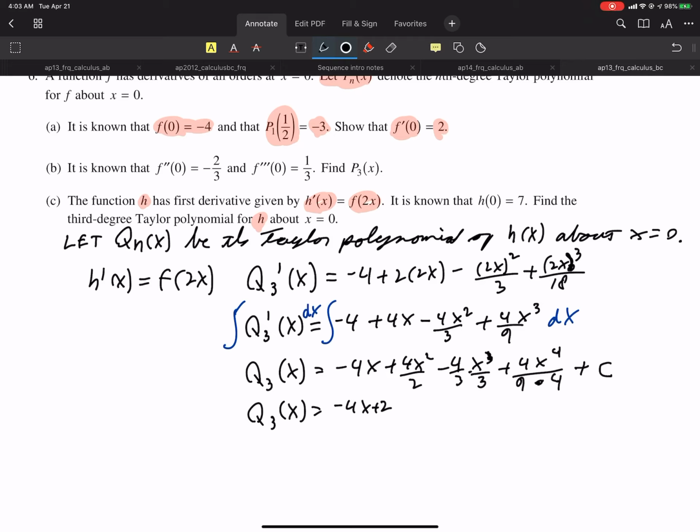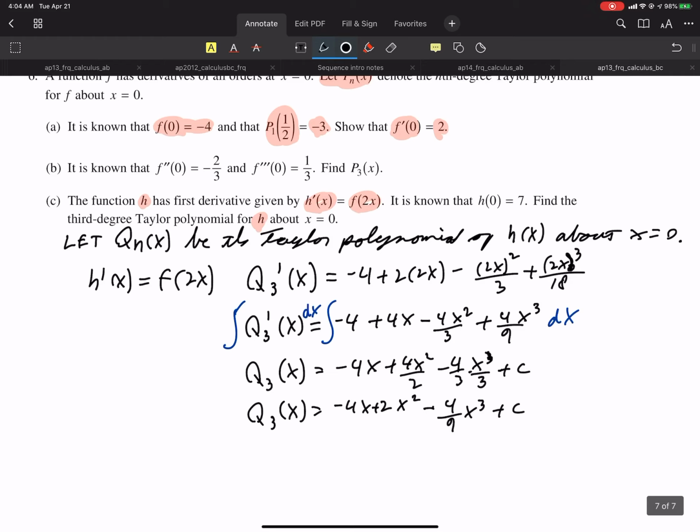So we're almost there. Let's simplify this. Plus 2x squared minus 4/9 x cubed. Now, I just realized something. They're asking for a third degree, so I don't need the 4th degree term. Extra stuff I don't need, so it's plus c.